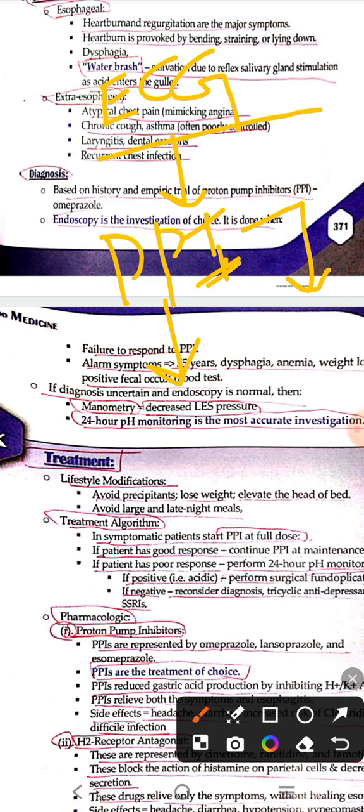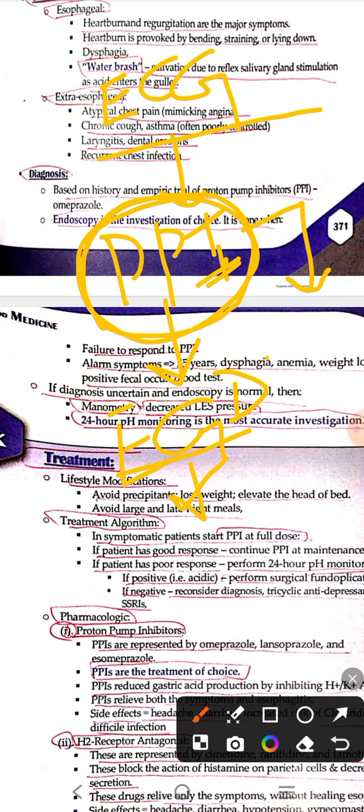You will do esophagogastroduodenoscopy, or simply you can say that you will do endoscopy. And if it is normal, then it's okay. Then what will you do in that case? Then you will again start the PPI. But if there is still no improvement in symptoms with the PPI and the endoscopy is normal, and you again start PPI but again there is no improvement, then what will you have to do? You will have to do esophageal manometry and 24-hour pH monitoring.